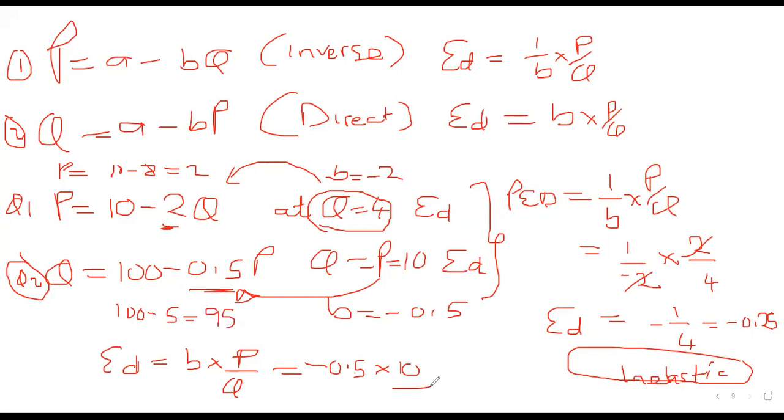So 95. So here we're going to get -5 over 95. What do you get? -0.05. So what is our comment? It is still inelastic.